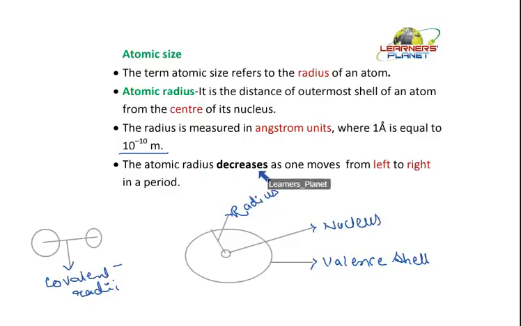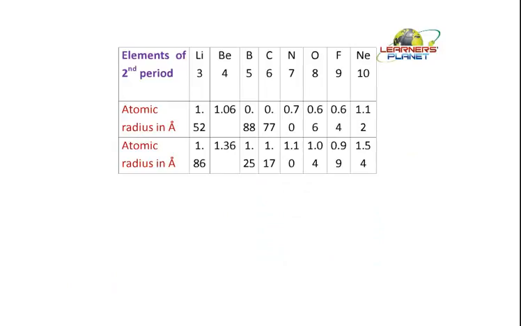Now the atomic radius decreases as one moves from left to right in a period. That is, the atomic radius is decreasing. Let's see how it goes. Say I take the elements of the second period, that is lithium, beryllium, boron, carbon, nitrogen, oxygen, fluorine and neon. What is happening to the radius? It is the atomic radius in angstrom.